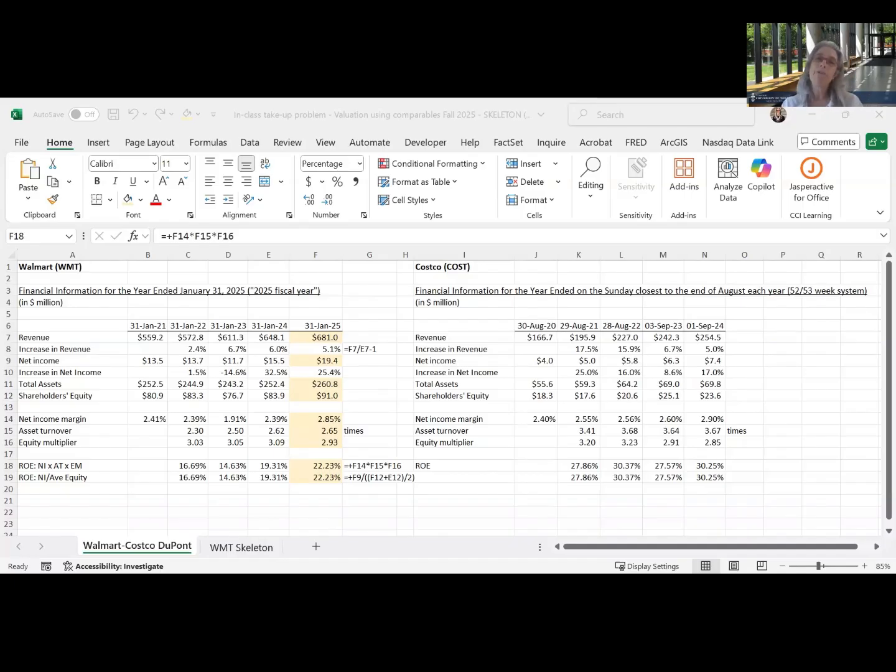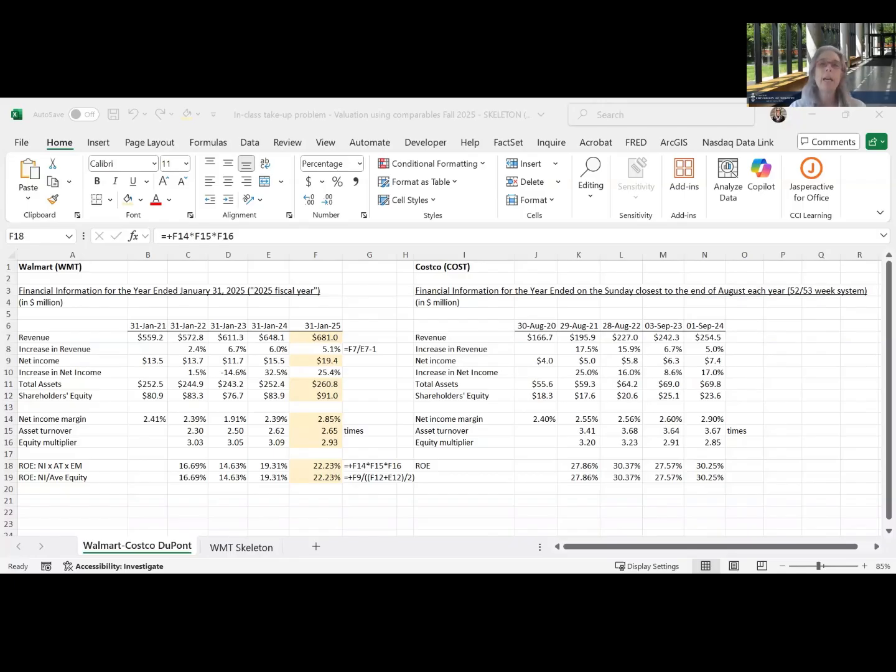Okay, so that would be how I would frame a DuPont analysis of Walmart. I would look at Walmart relative to its own history. I would pull out the ratios, look for what is interesting and different, and I would compare it with other companies in the industry. In this example, I just looked at Walmart compared to Costco. What you should do is look at it relative to at least 3 competitors.